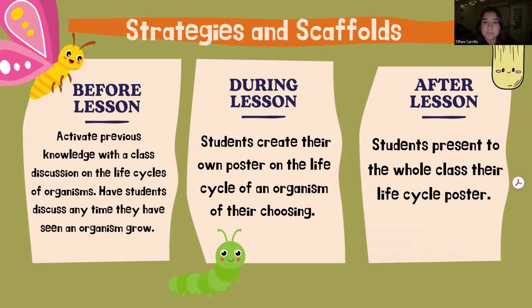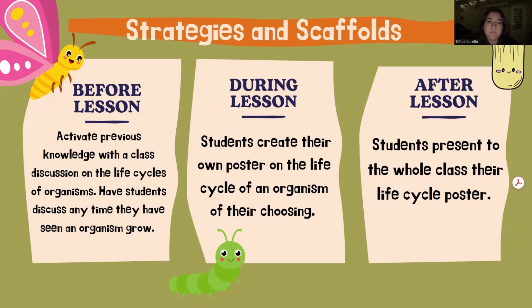The strategies and scaffolds that we will be using before the lesson would be that we will activate previous knowledge with the class discussion on the life cycles of organisms, and we will have students discuss any time they have seen an organism grow. For example, a butterfly or maybe a pet that they have at home.